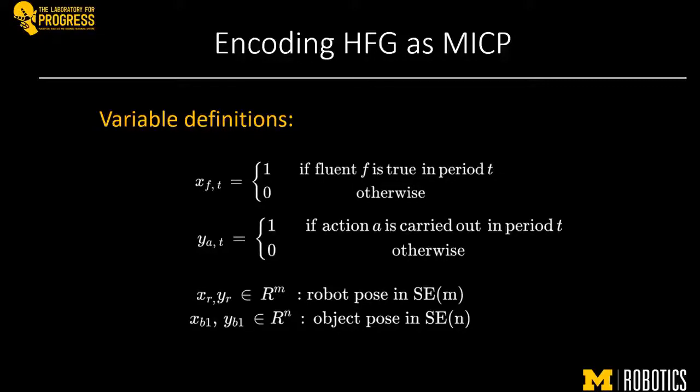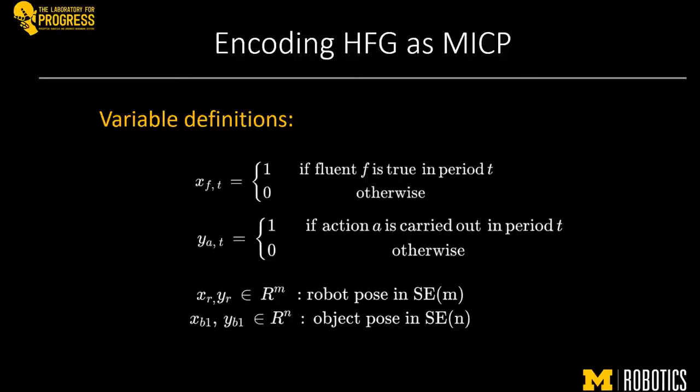and xr yr basically represents the pose of the robot in SE2, and xb1 yb1 represents the object pose in SE2. So are there any questions?